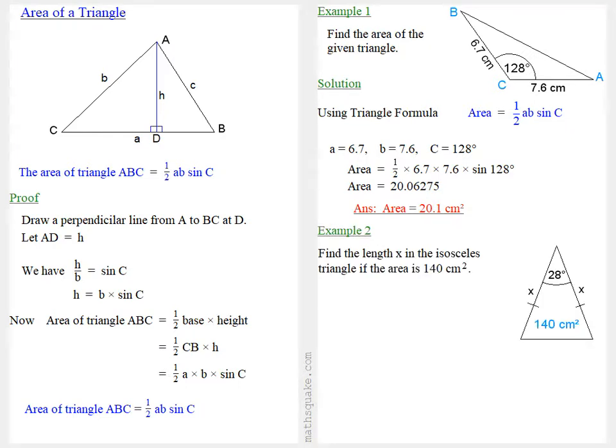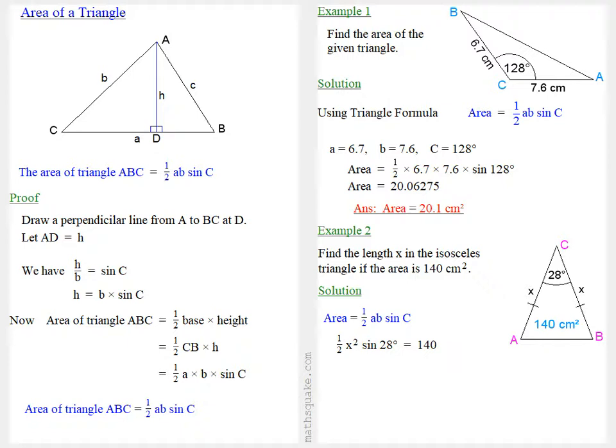Let's look at another example, example 2. Find the length x in the isosceles triangle if the area is 140 square centimetres. Now we've got the triangle ABC, C is 28 degrees, and AC and CB are both length x. Now the area is a half ab sine C. So it's a half x times x times the sine of 28. In other words, a half x squared sine 28 equals the area, which is 140.